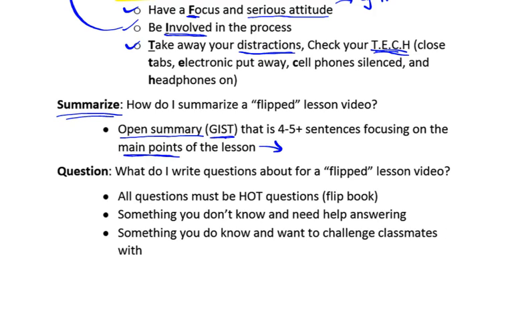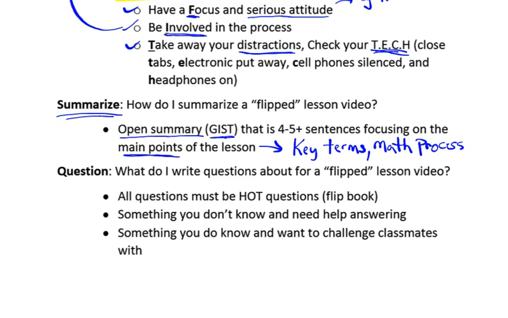So what are the main points? Well, this could be key terms. This could be a math process or strategies. You would explain what happened in the video. So if we're learning about long division, you would explain the process for long division. Very simple stuff there, all right?